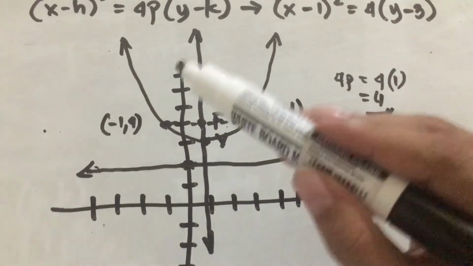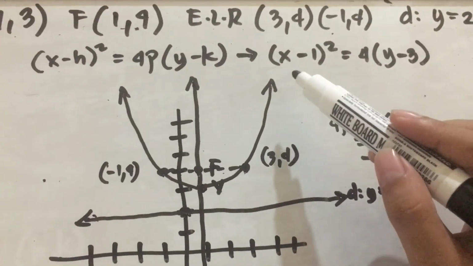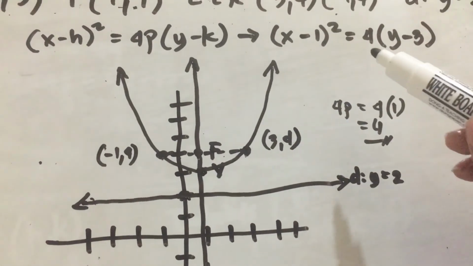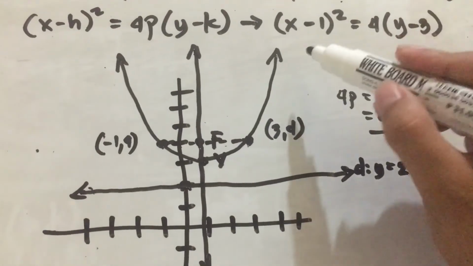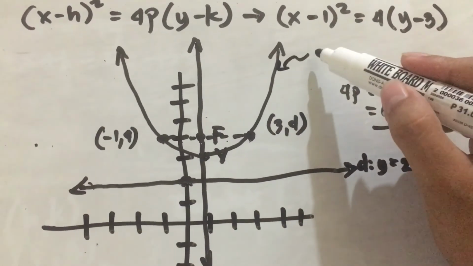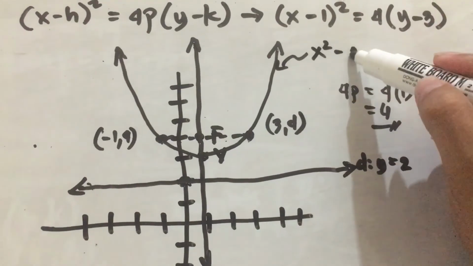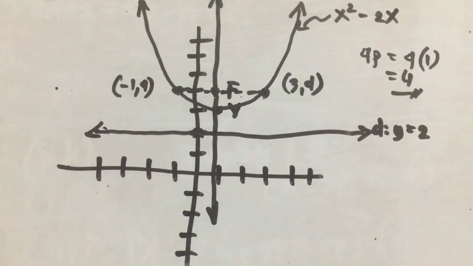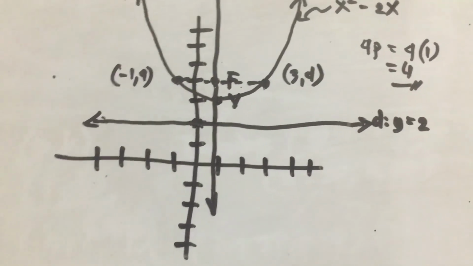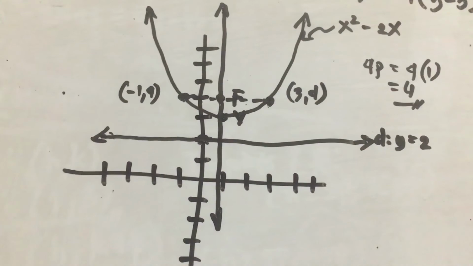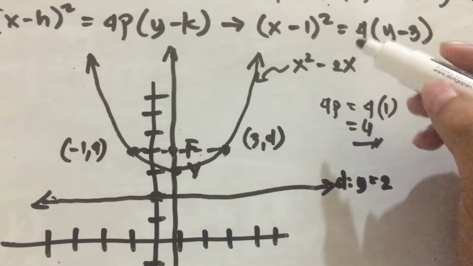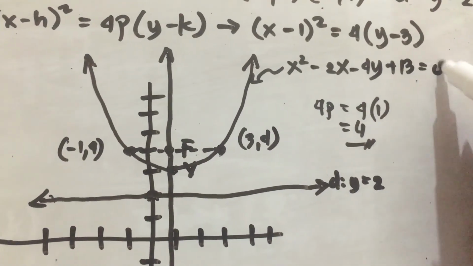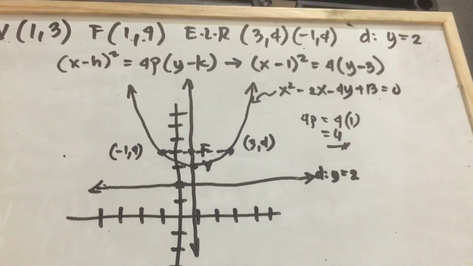So, again, this is the graph of our parabola wherein you have the standard form (x minus 1) squared is equal to 4 times the quantity (y minus 3), or again, this is the graph of the parabola x squared minus 2x minus 4y plus 13 is equal to 0. Thank you.